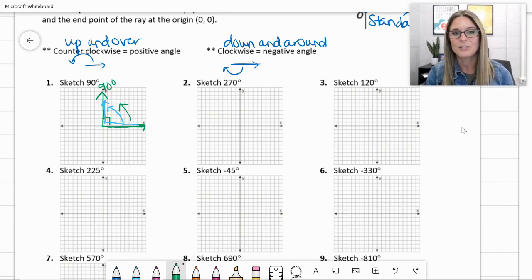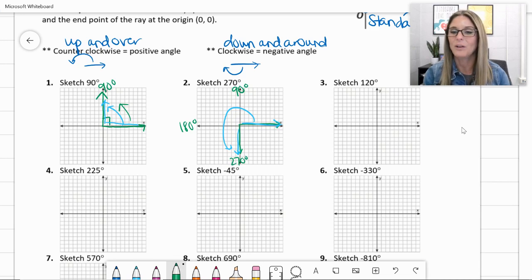Number 2, sketch 270 degrees. So I'm starting positive x-axis every time. Straight up is 90 degrees. All the way over would be 180. And then another 90 degrees would make 270, straight down. So we are going to be rotating all the way up and over to 270, from standard position all the way over to straight down.